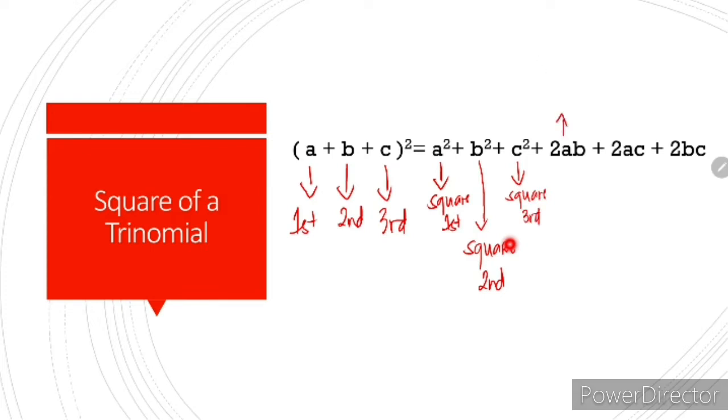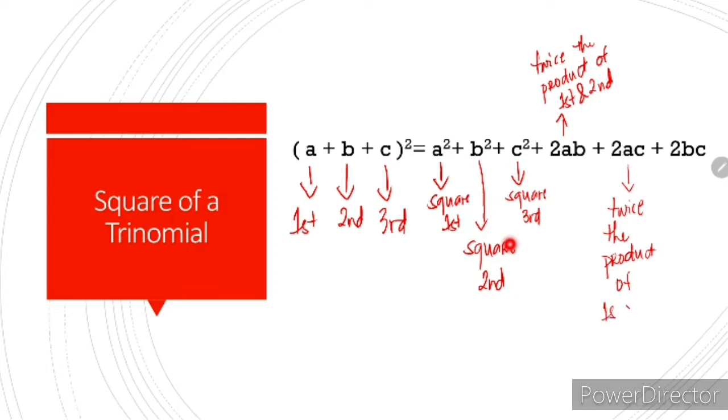Then 2ab, this is twice the product of the first term and the second term. Then 2ac, twice the product of the first term and the third term. While 2bc is twice the product of the second term and the third term.